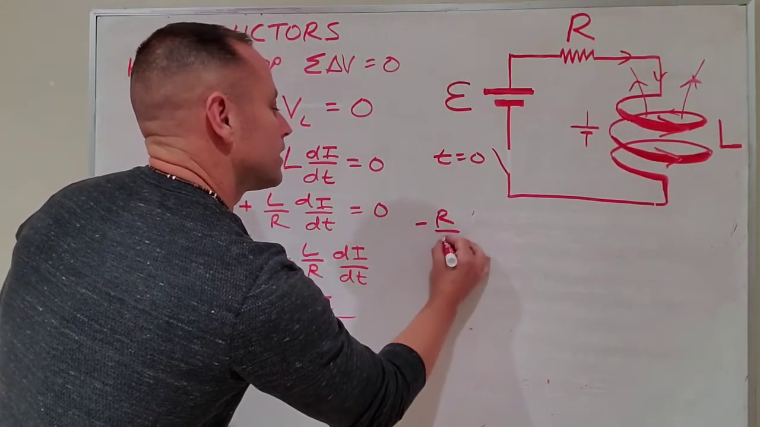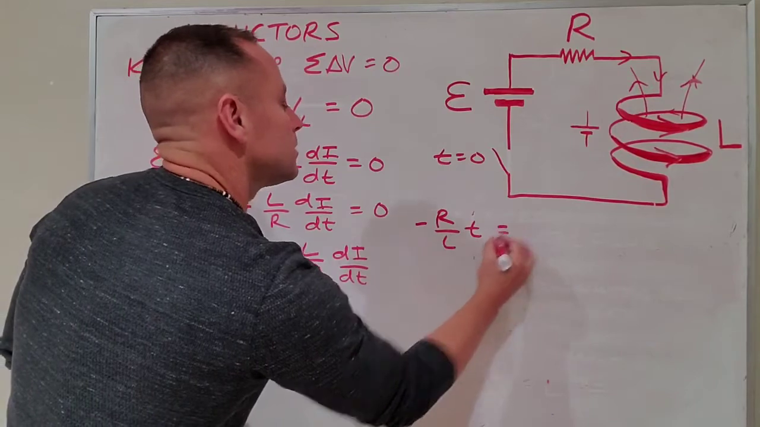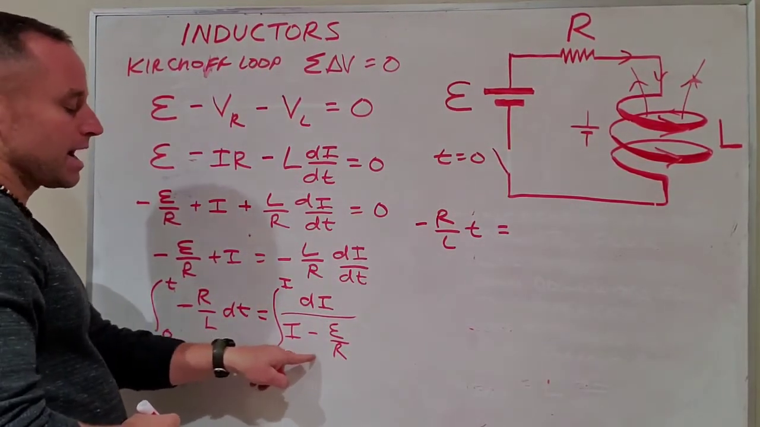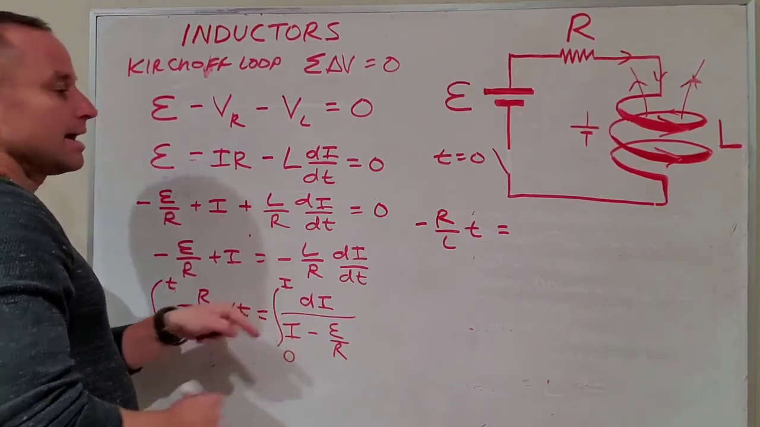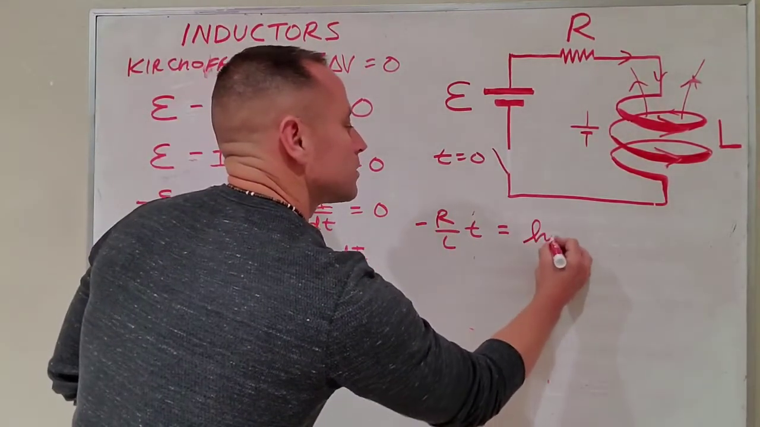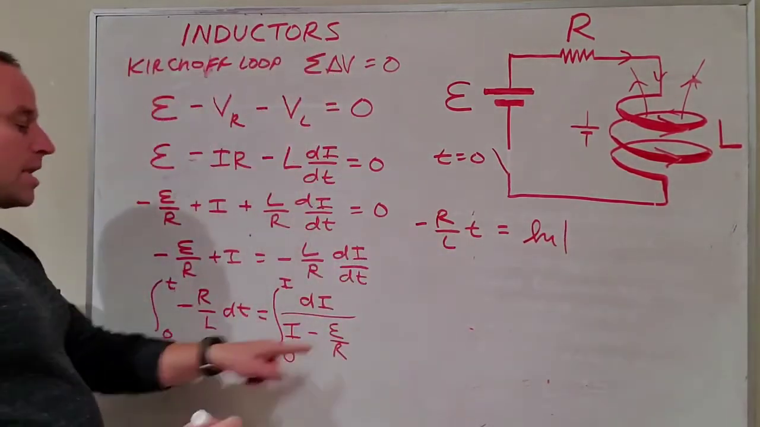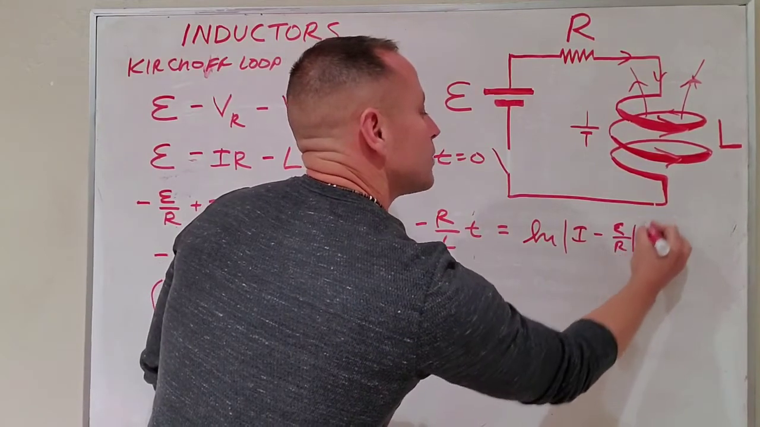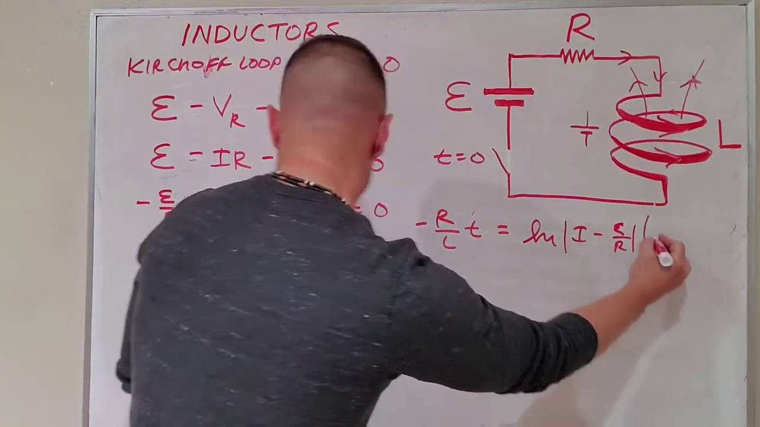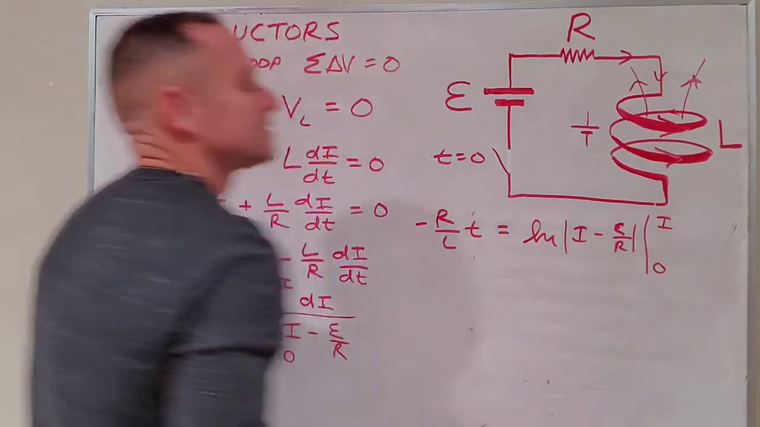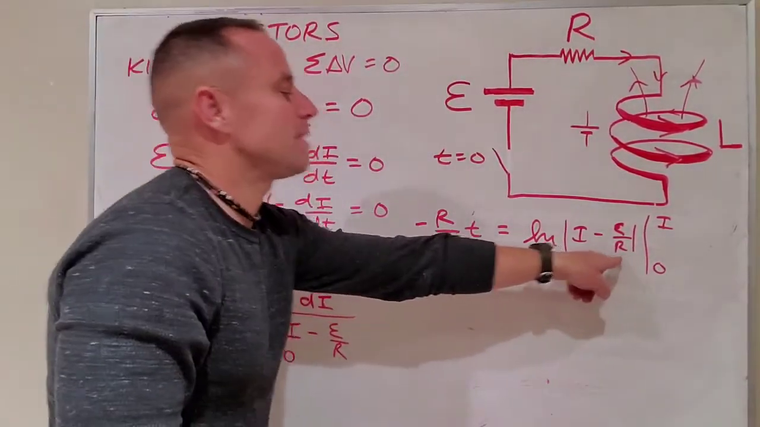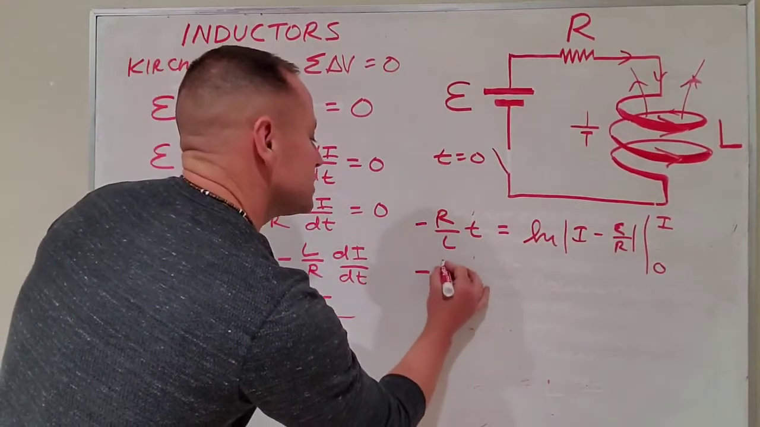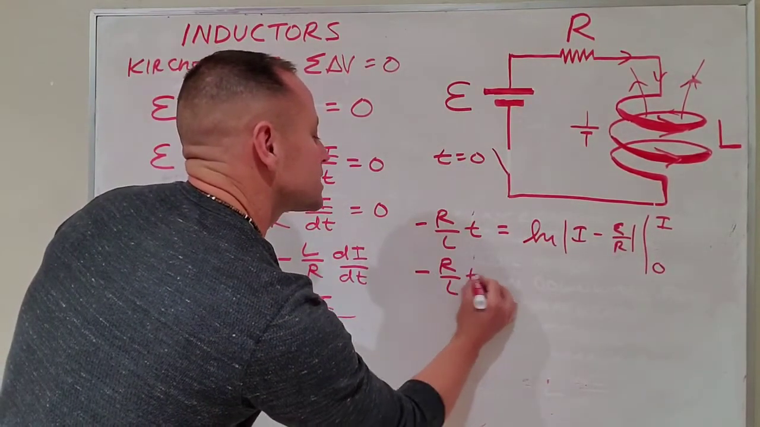Minus r over L t equals, we're going to get the natural log of the expression in the bottom, but then evaluate it at I and at 0. So we'll have the natural log of I minus epsilon over r. The key is you have to evaluate it at 0 and at I. A little pitfall here: don't be lazy about evaluating at the limits. You need it. And so you get minus r over L t over here still.